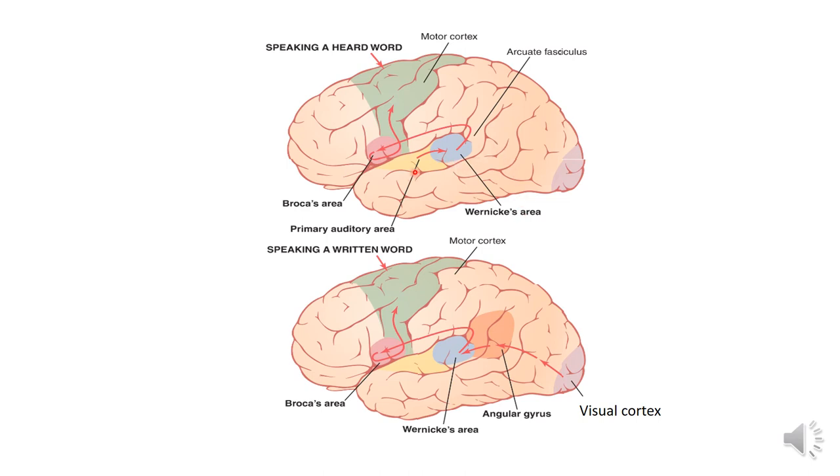That is the circuit coming from the auditory area to the association area, to Wernicke's area, and then to the Broca's area that controls the muscles of speech. The same for written words: from the visual cortex to Wernicke's area, and from Wernicke's area to the Broca's area that controls the muscles of speech. So, speaking for a heard word, here speaking a written word.